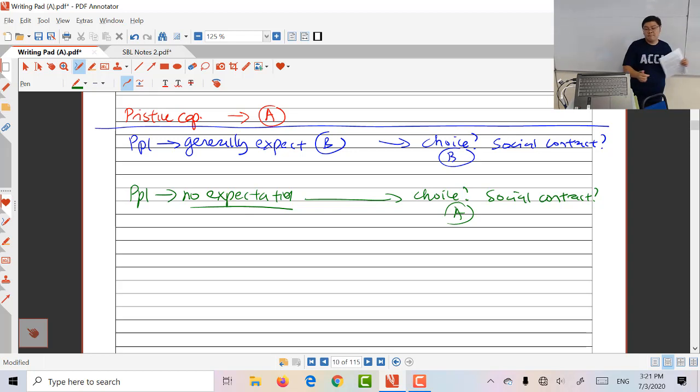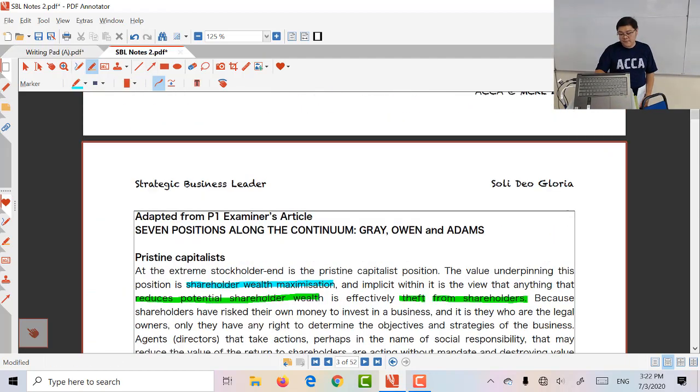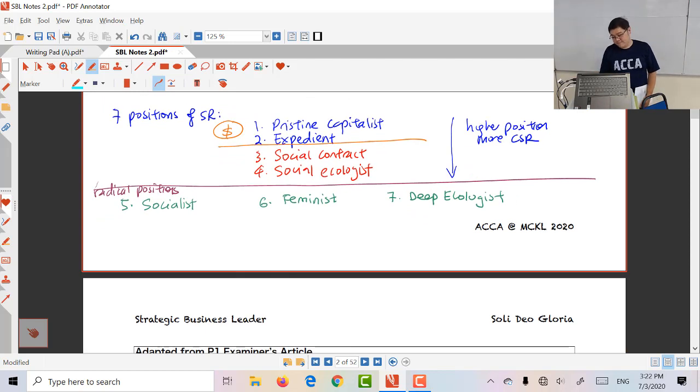Because it's not required. But what if you're a social ecologist? Even when this is not part of the demand of the people, it's not expected, you still go for B because it's good. You think it's good for the environment, so even though people are not expecting it, you say it's okay, we'll do it. Now, do you know how to differentiate an ecologist and a contractarian position? That's where I'm saying obligatory and voluntary. Okay? Now, we have finished the four conventional positions.